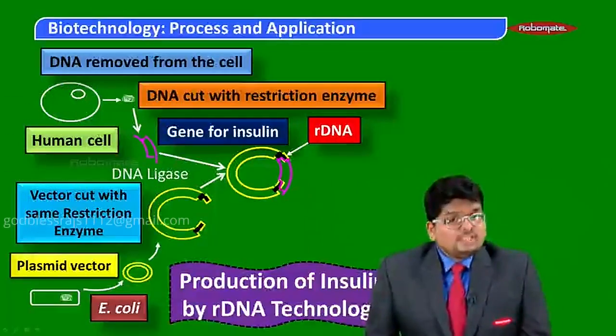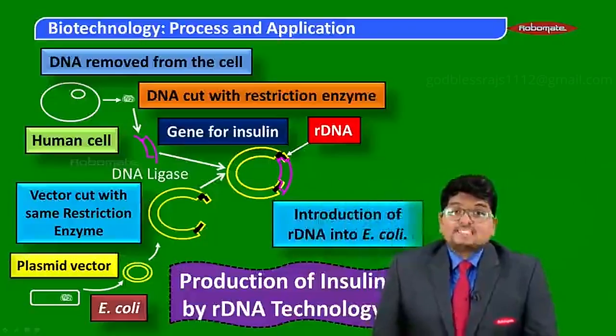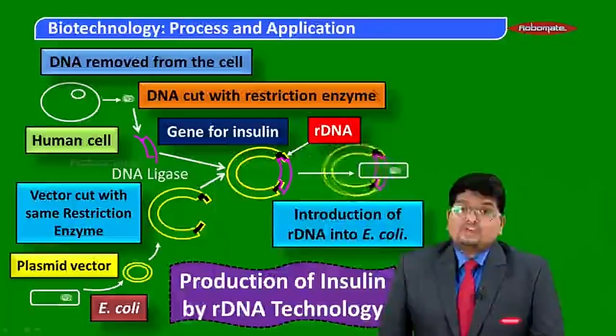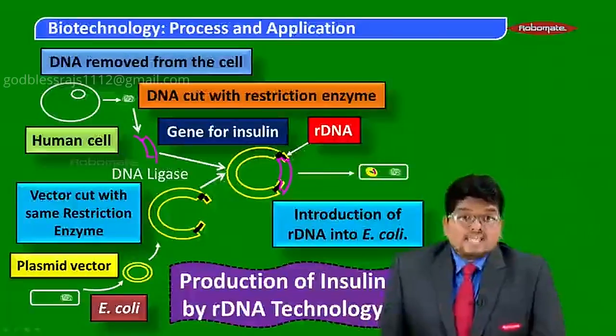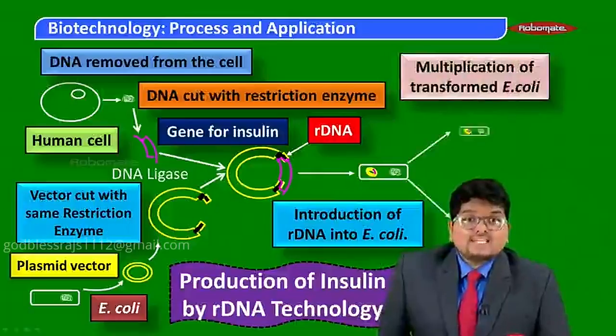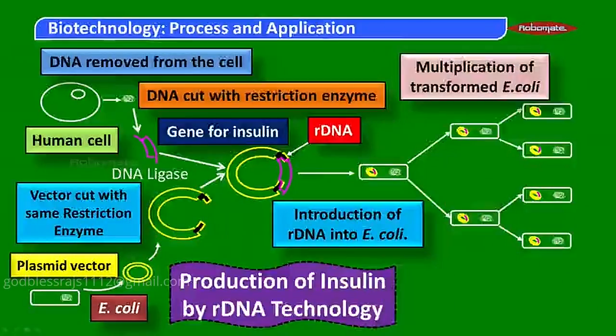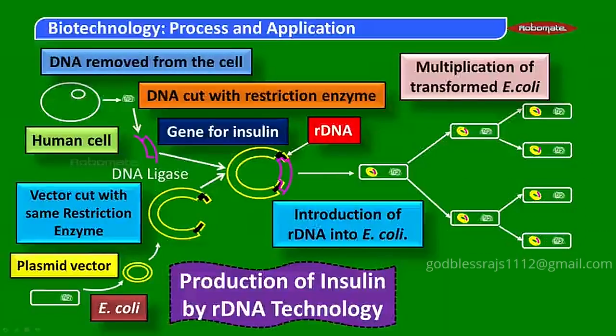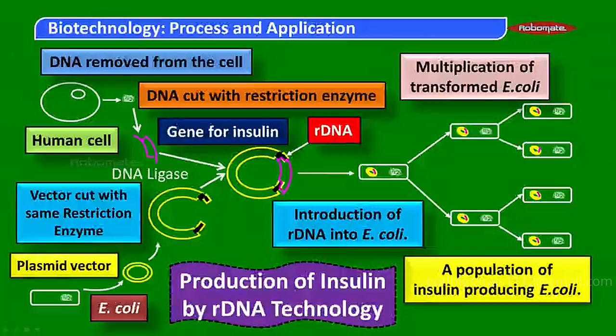Now what do I do with this recombinant DNA vector? I introduce it into E. coli cells. And what do I do with these E. coli cells? I allow these E. coli cells to multiply, and hence I have a number of E. coli cells showing me the cloning vector with the gene for insulin. So finally I have a population of insulin producing E. coli cells. So this is how insulin is produced using rDNA technology.